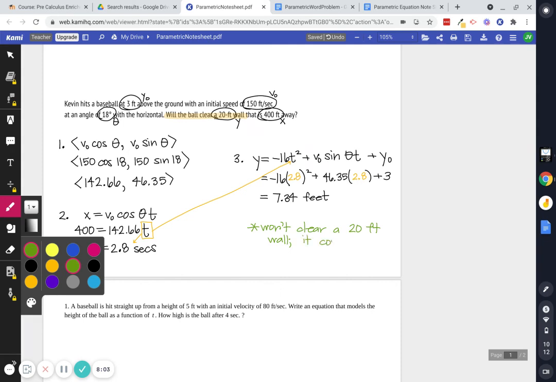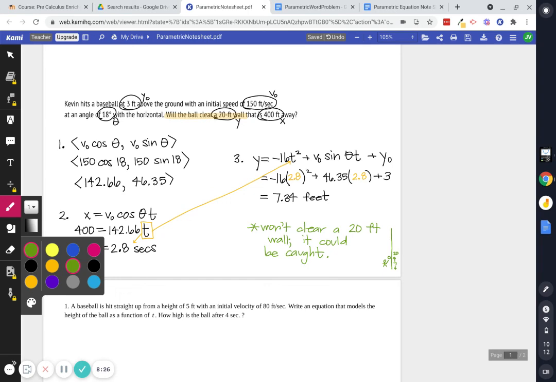It could actually be caught by an outfielder. Not that that's an important detail, but if this is my 20-foot wall, it's only about here. Here's where the ball is, at about 7 feet. And so a person who's standing there could probably put their arm up and catch it.